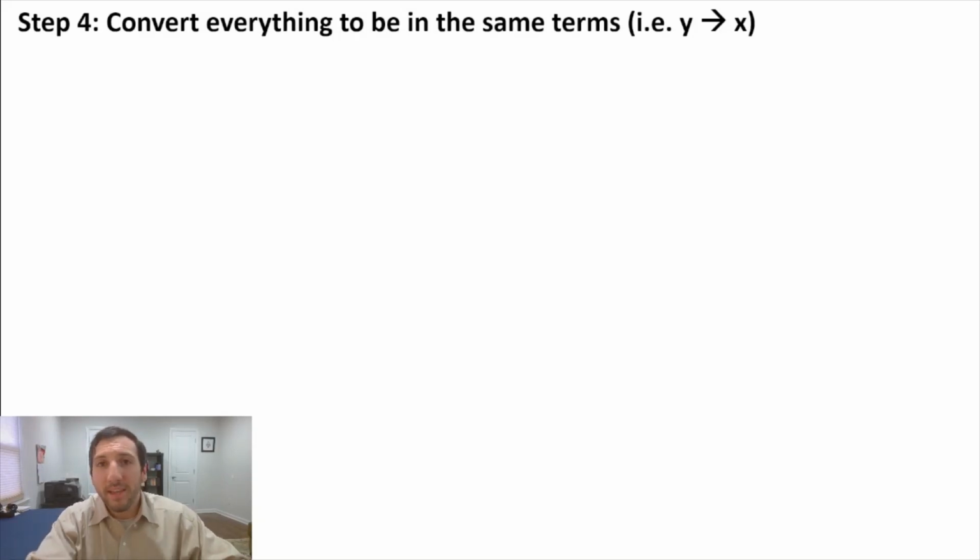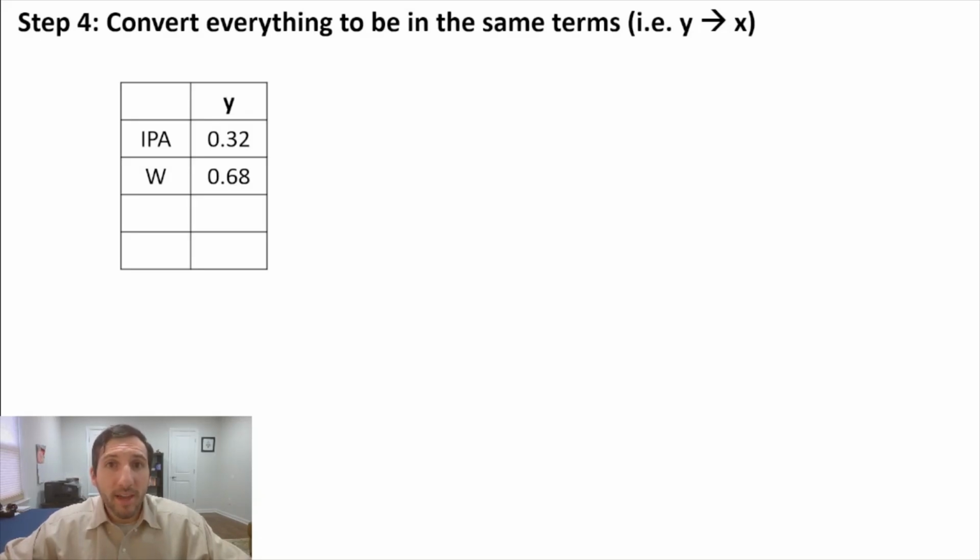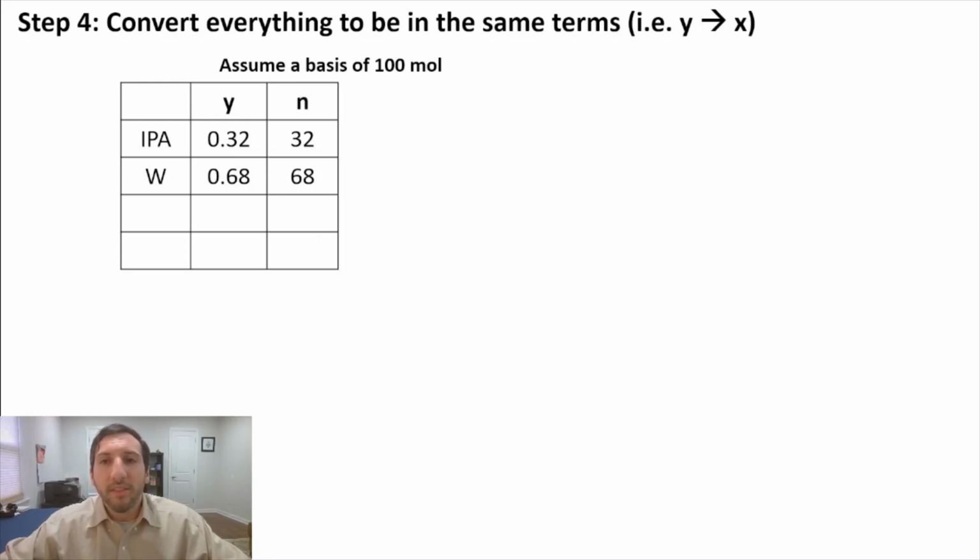That may mean that you have to do all your unit conversions, or you have to make sure your mole and mass fractions are all either mole or mass fractions and not mixed together. So for us, we've got to convert that mole fraction into a mass fraction. Starting off with stream 1, we've got a mole fraction of 0.32 for IPA and 0.68 for water. In order to convert this, we're going to have to assume a basis of 100 moles. We multiply the mole fraction by our assumed basis of 100, and that gives me 32 moles of IPA and 68 moles of water.